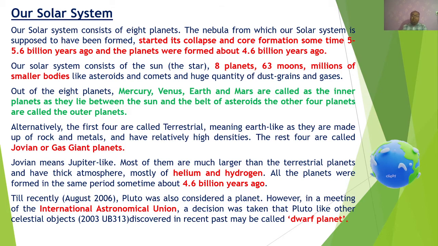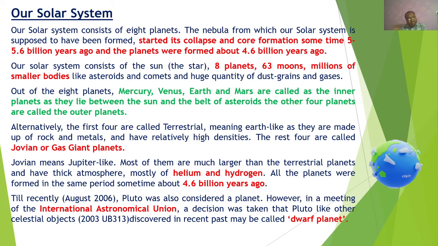Till recently, in 2006, there was a great decision by the International Astronomical Union. Pluto was also considered a planet, we all know. However, in a meeting of the International Astronomical Union, a decision was taken that Pluto, like other celestial objects in the recent past, may be called a dwarf planet. So it is a partial planet. Hence, Pluto is not a part of our solar system now. Okay, it is known as a dwarf planet.